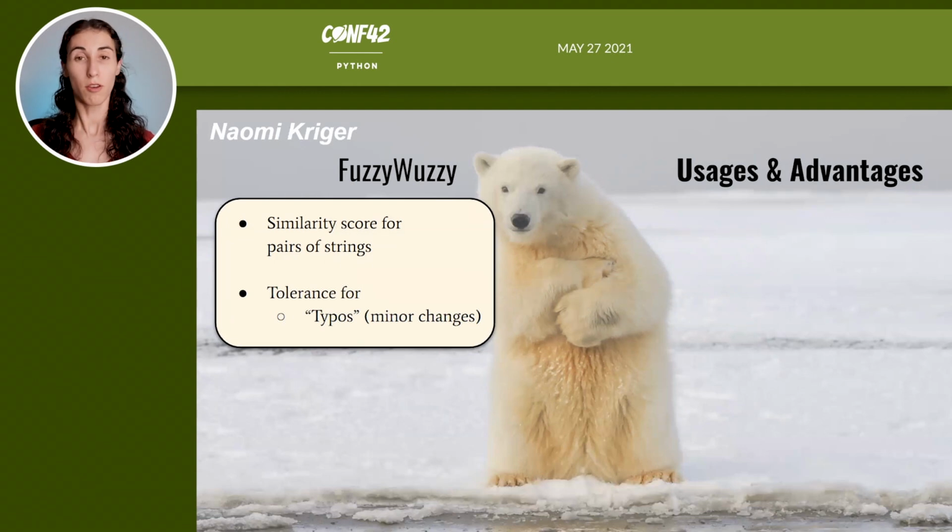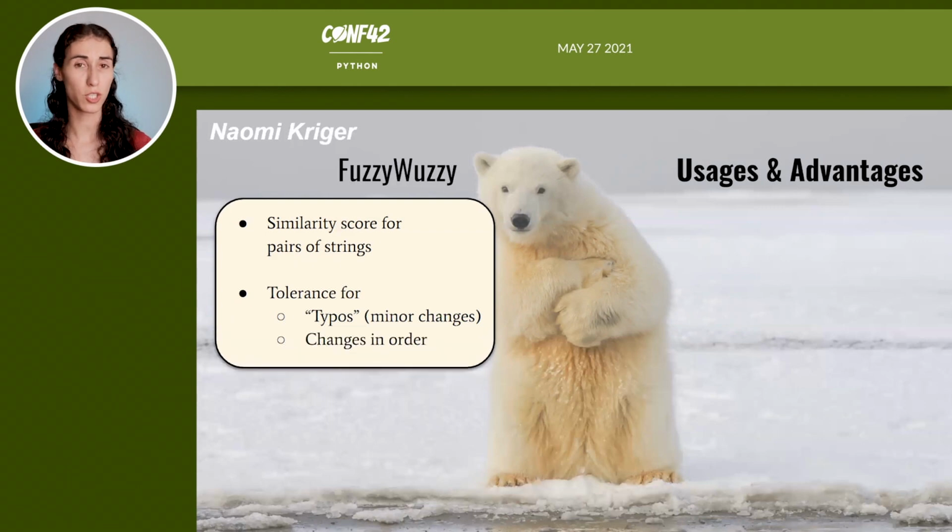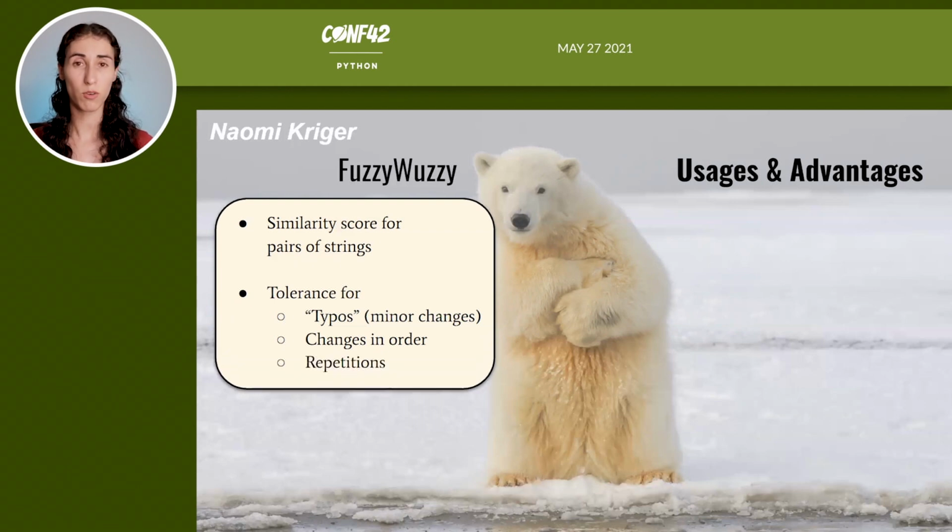Because eventually, Fuzzy Wuzzy is here to answer the question, would a human being who looks at a pair of strings say, this practically looks like the same thing to me? And if not, to which extent? Fuzzy Wuzzy also has tolerance for changes in order of substrings, depending on the function that we choose to use. And it also has tolerance for repetitions, again, depending on the functions that we choose to use.